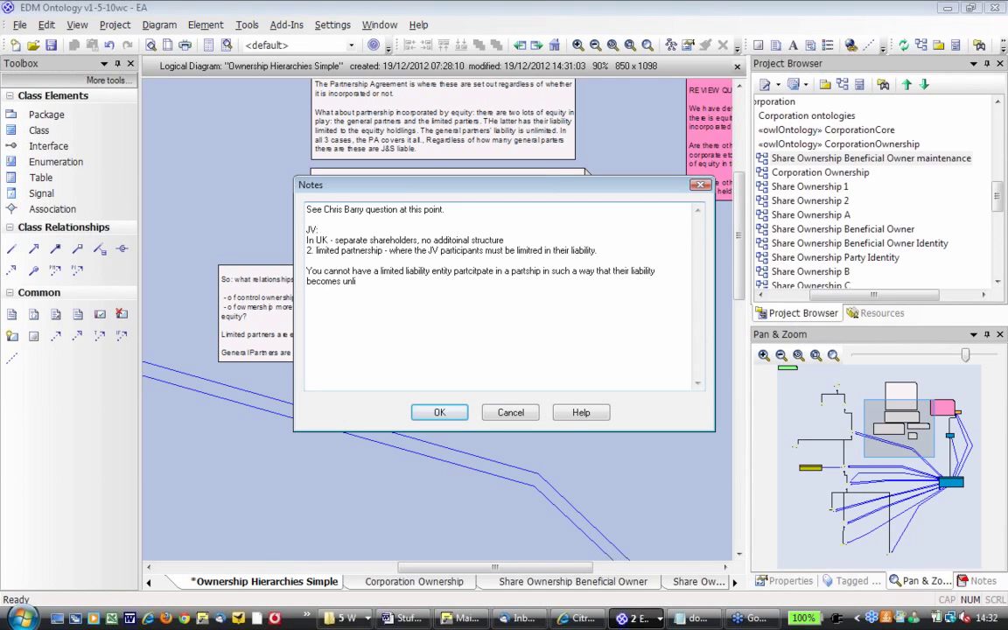Let's frame this more generally. You can't have any kind of limited liability entity participate in a partnership in such a way. A limited liability corporation can't participate in an unlimited partnership. Well, it can participate, but not as one of the general partners. Correct. It can be a limited partner. They normally are limited partners, yeah.